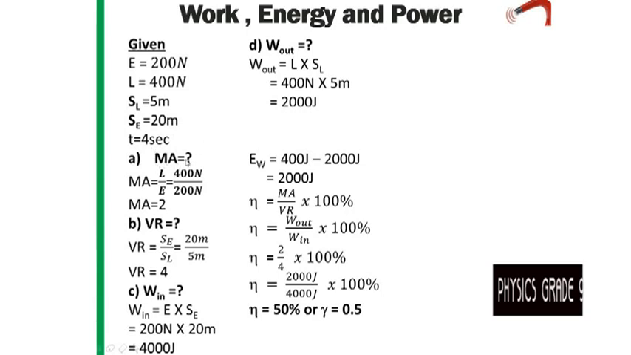So the first thing that we need to determine is the mechanical advantage. So how do we work out the mechanical advantage? Well, that's quite straightforward because by definition, the mechanical advantage is equal to the amount of load divided by the amount of effort. And in our example here, we have a load of 400 newtons and an effort of 200 newtons. Therefore, the mechanical advantage is equal to 2.